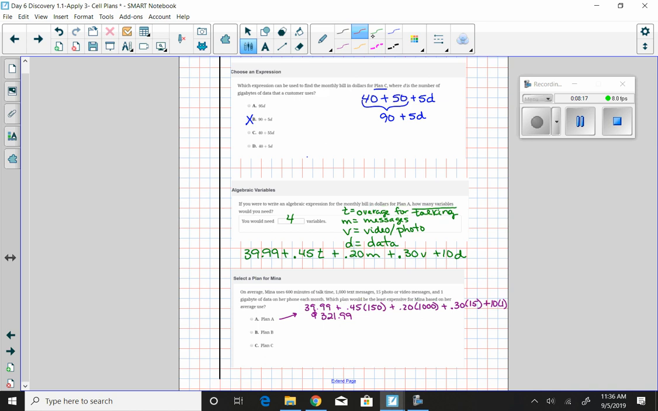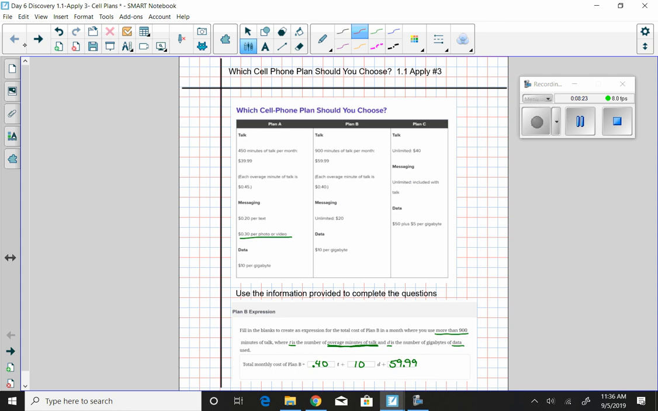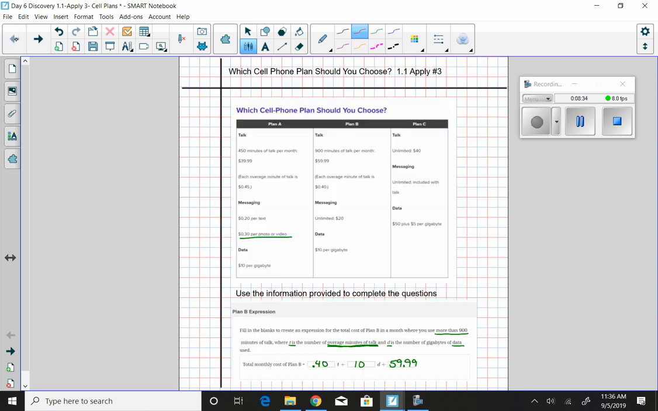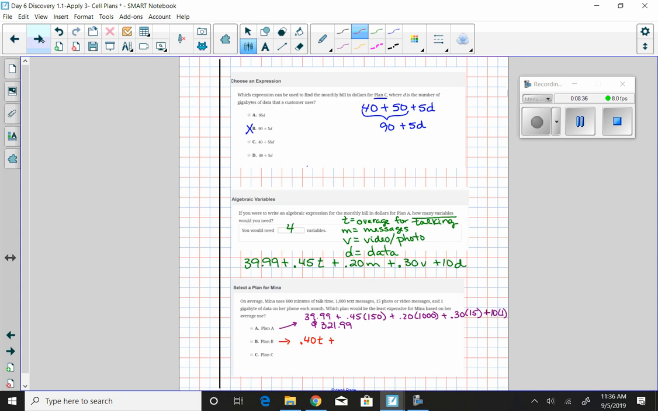All right, let's do plan B. Plan B, we have that one on the other side here, is 40 cents for every talk over, I should say, plus she has to pay how much? Let's see here, $10 for every piece of data, plus the $59.99. All right, now I'm going to go back and fill in the T.